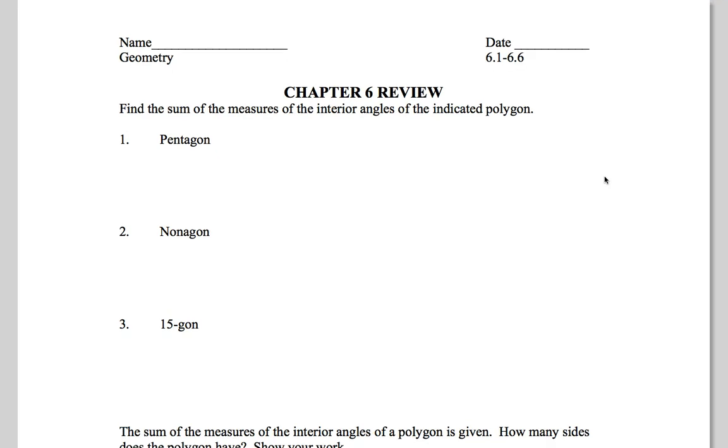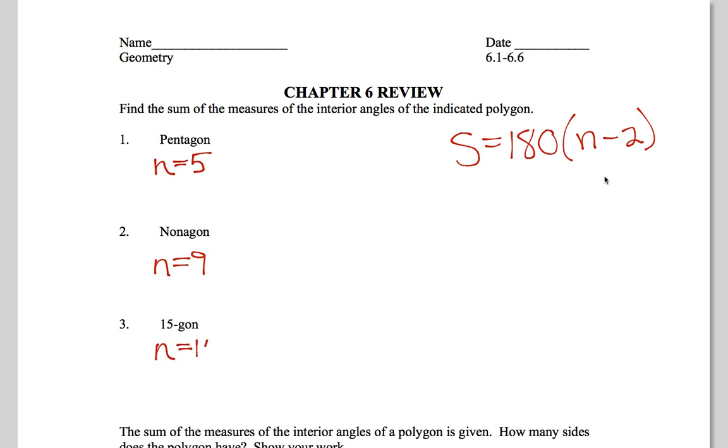1, 2, and 3. So this problem's pretty much the same for all three of them. The only thing that's different is the number of sides. So what we're using here is S equals 180 times n minus 2. For each of these, a pentagon, we're basically just saying n equals 5. A nonagon, n equals 9. And here they're just telling us n equals 15. So you're just plugging in for n. We'll do the first one. I'm not going to do 2 and 3 though.